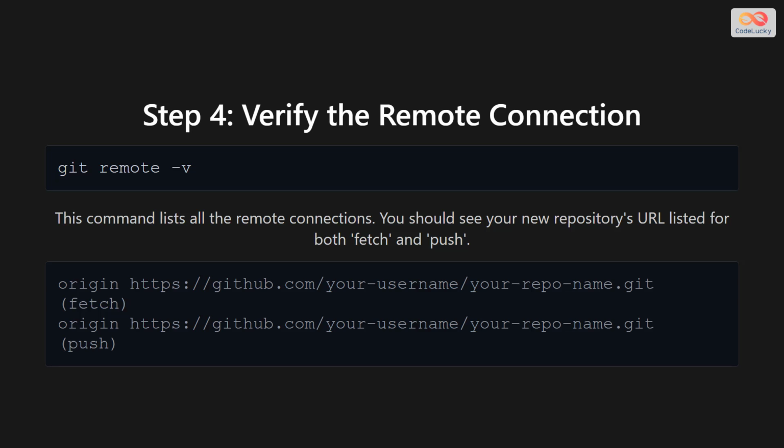To make sure the connection was successful, you can use the command git remote -v. This command will display a list of all the remote repositories your local project is connected to. You should see the name origin listed with the URL for both fetching and pushing.